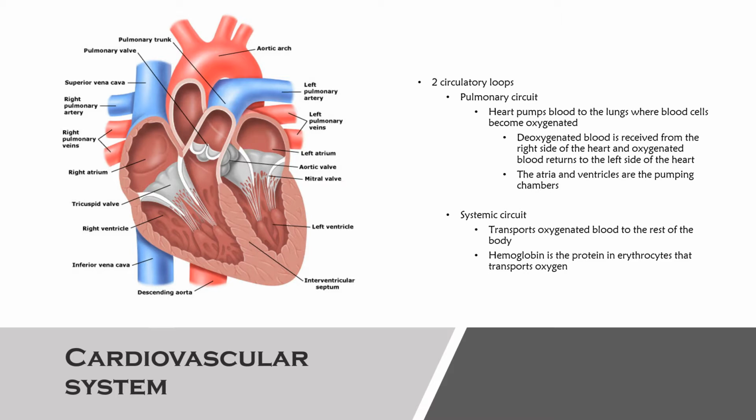The systemic circuit is what is transporting the oxygenated blood to the rest of the body, and it is hemoglobin, that is a protein in those red blood cells, or the erythrocytes, that is attaching and transporting that oxygen.